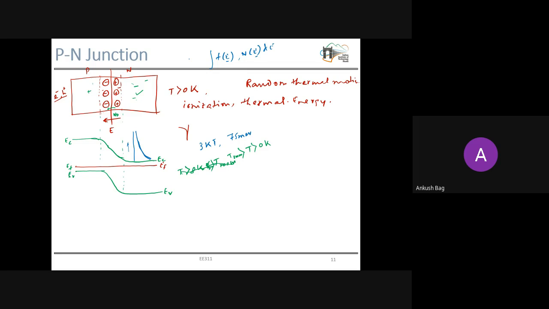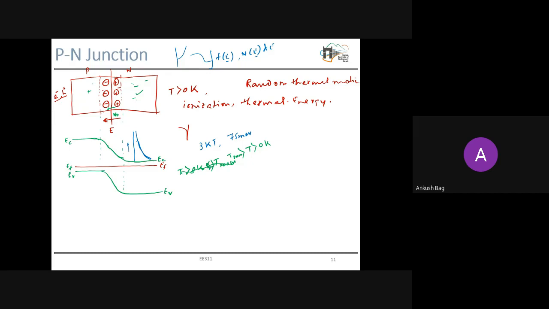So the distribution of the density of states and the Fermi-Dirac distribution will decide this kind of distribution in the conduction band. So we have this electron distribution. If we move above the conduction band in terms of energy, the number of electrons will decrease exponentially, because this is a Boltzmann approximation.